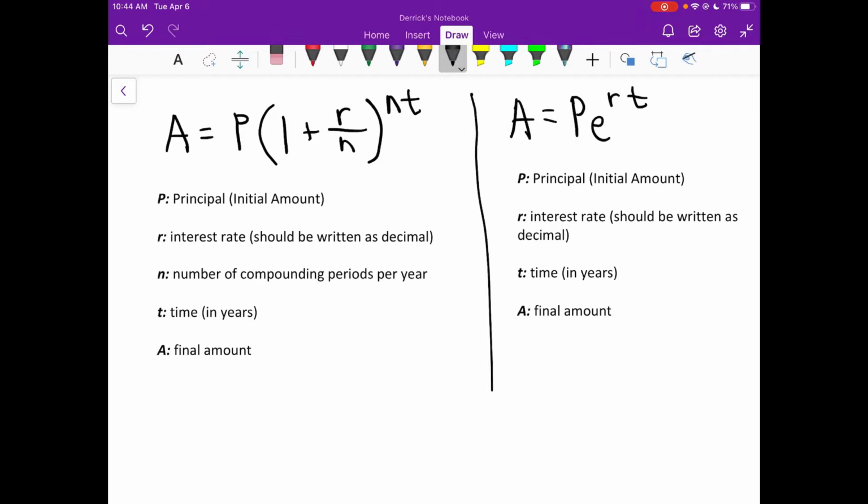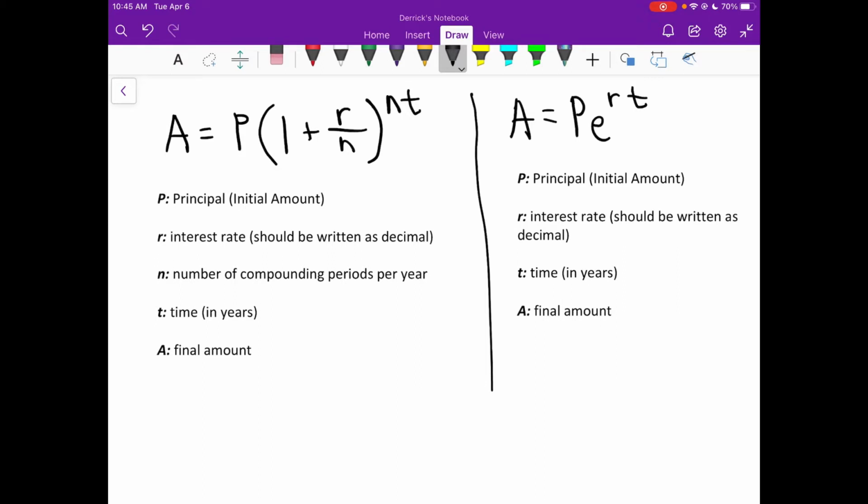P is the initial amount, the beginning amount. P stands for principal, not like your principal at a school or something, but it is a separate word, principal, meaning, like it says here, the starting amount, what you began your account with, whether it's the initial amount that you took out for a loan, or the amount of money that you put in to start your investing account. It's the beginning amount.